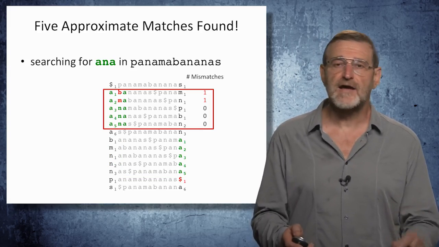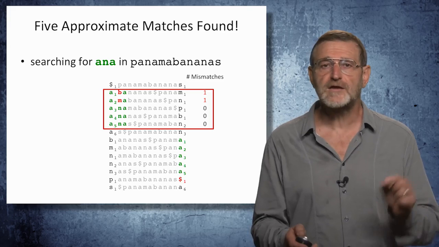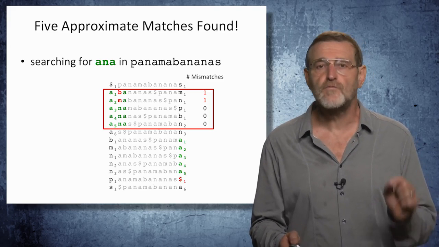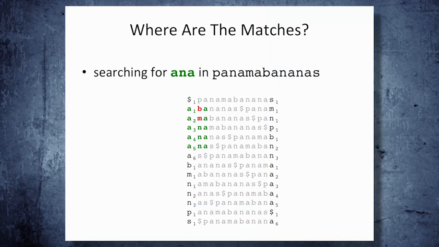And then, by applying the first-last property again, we find all occurrences of Anna with up to 1 mutation in text. How do we find where all these 5 approximate occurrences appear in the text? We can use suffix array, or more precisely, the partial suffix array, and you can figure out how to use the partial suffix array to find approximate occurrences as well.